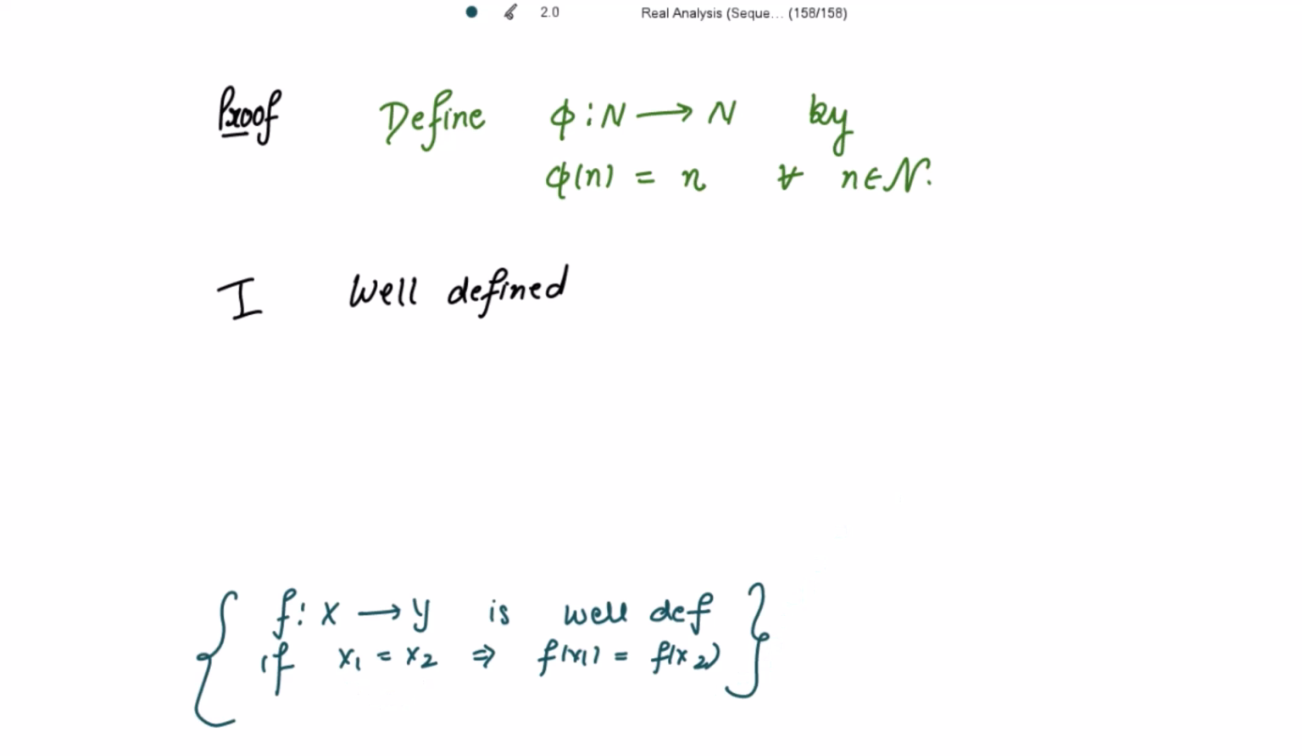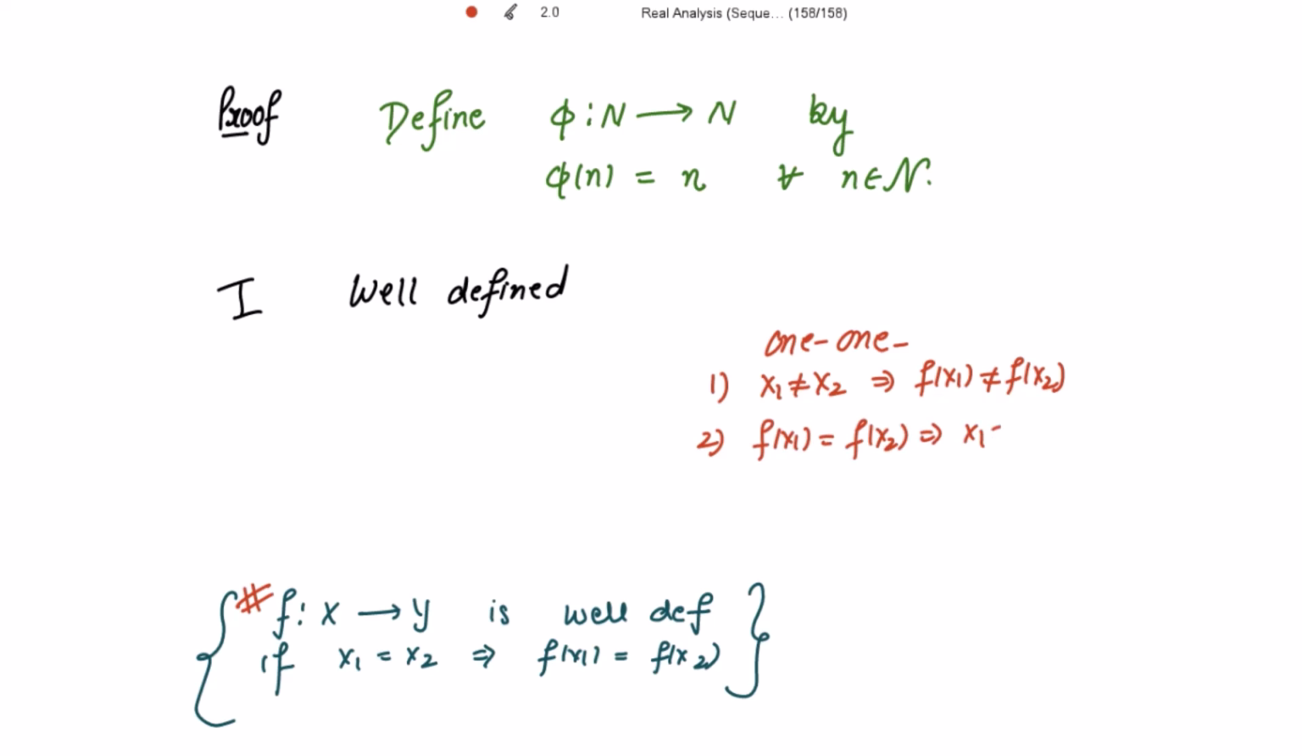Please don't confuse this definition with the definition of a 1-1 function. For a 1-1 function, we take two different points, which implies f of x1 is not equal to f of x2. That means different points of X have different images in Y. This definition can also be written in another way: f of x1 equal to f of x2 implies x1 equal to x2. That is, f takes different values at different points. This is the definition for the function to be a 1-1 function.